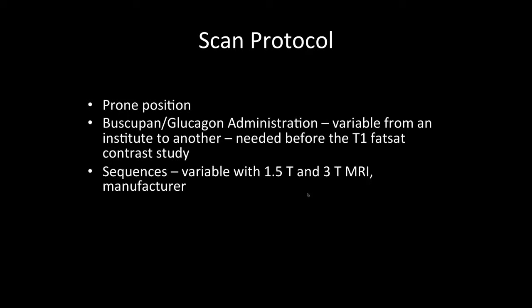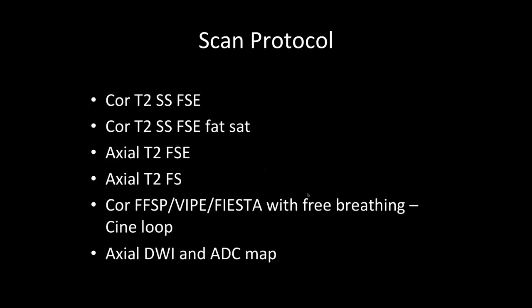What are the sequences to be done? It's variable between 1.5 and 3 Tesla MRI. As a routine, just remember that we need coronal and axials, and we need post-contrast studies. Okay, don't remember these names. The most important sequence to remember, and it's really useful in such cases, is the cine loops. The cine loop is known as FIESTA in case of Siemens, and I think it's called VIBE in GE, but I'm not pretty sure. So FIESTA, VIBE, or cine loops.